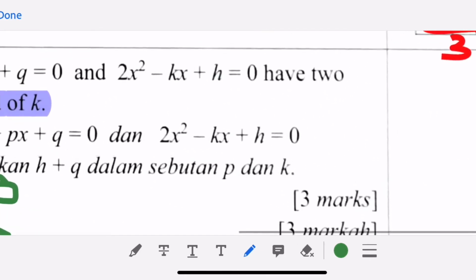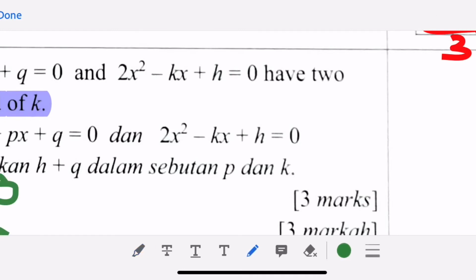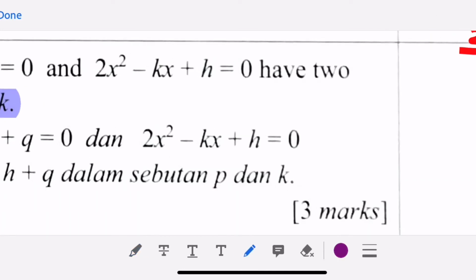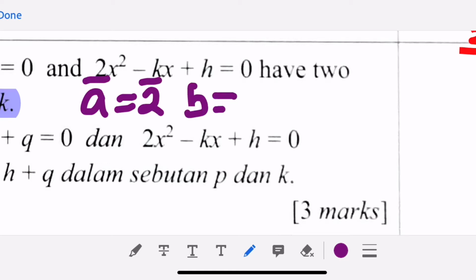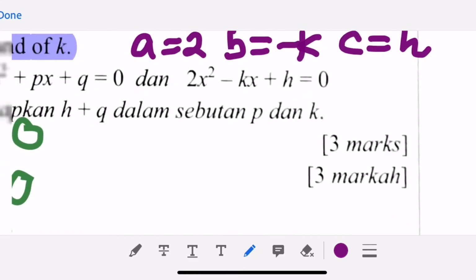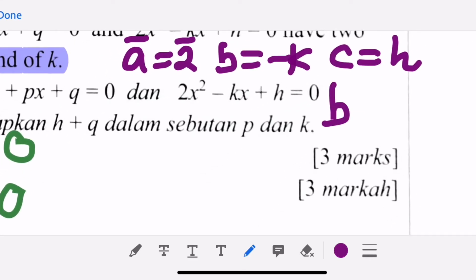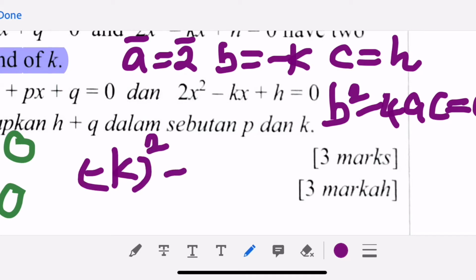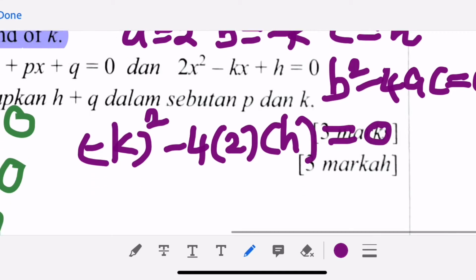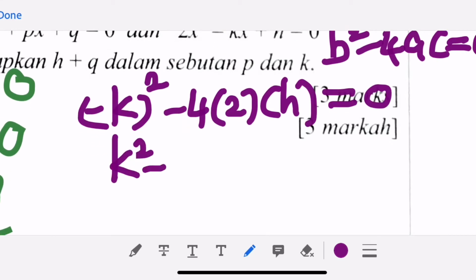Then we go to the second equation. We also do the same thing. We will write down the a, which is 2. The b is negative k. And the c is h, right? So we will use the discriminant b squared minus 4ac equal to 0. Then we substitute everything in. So we have negative k squared, make sure you put brackets, minus 4 times 2 times h equal to 0. Then you have k squared minus 8h equal to 0.